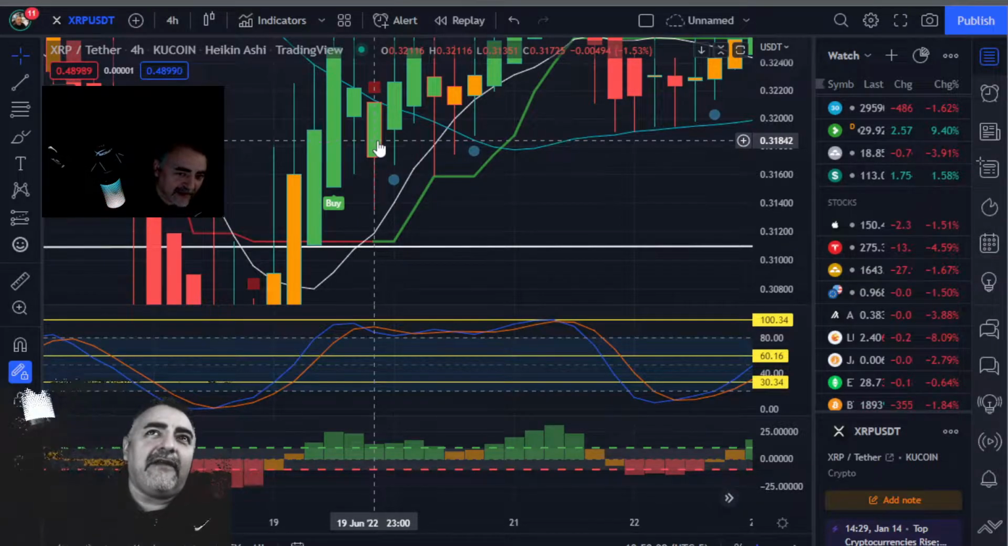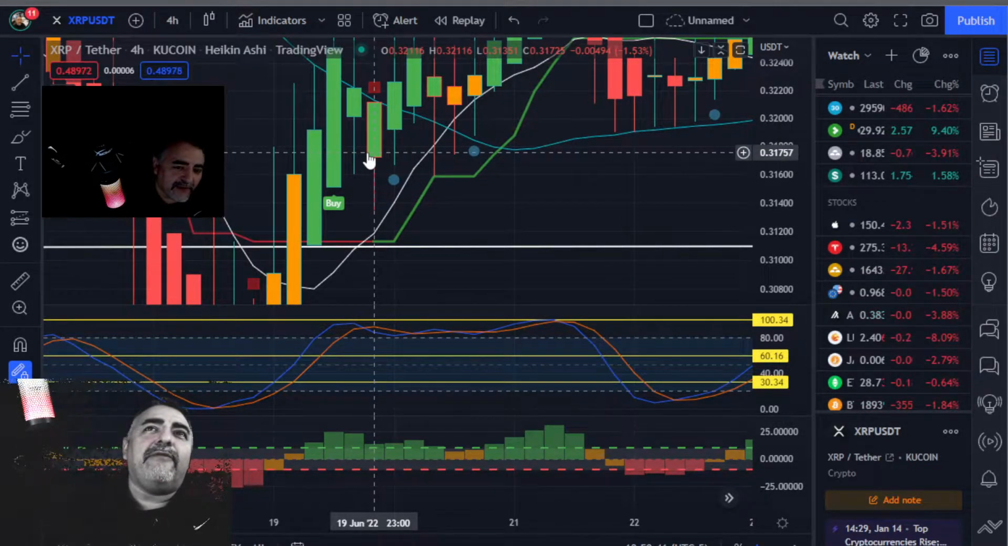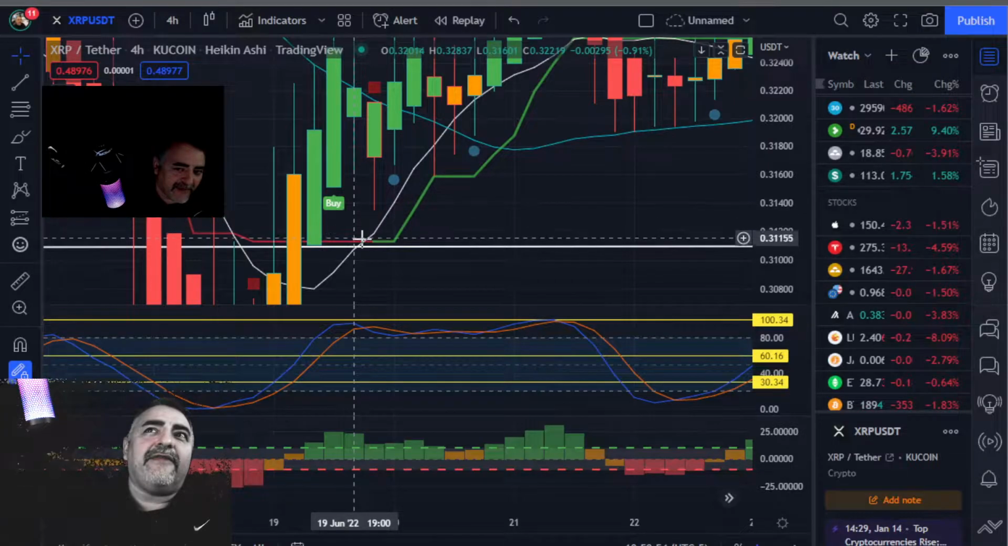24% is your stop loss, right? So that would basically be on an XRP coin. You'd be looking at half a penny, 12%. A whole penny is 24%. So if you're in at 32, you would put your stop loss at 31.